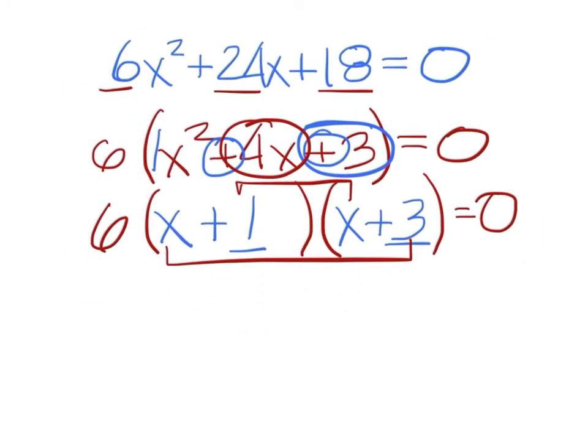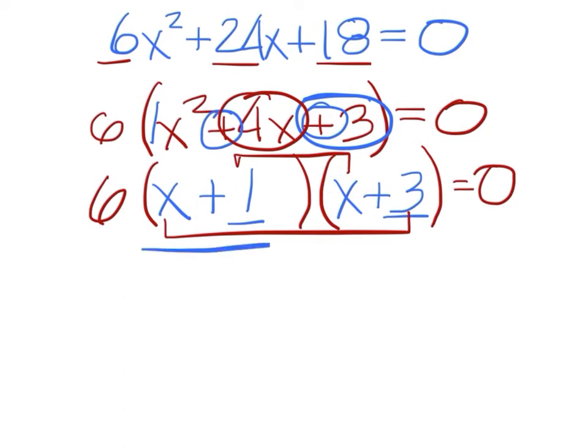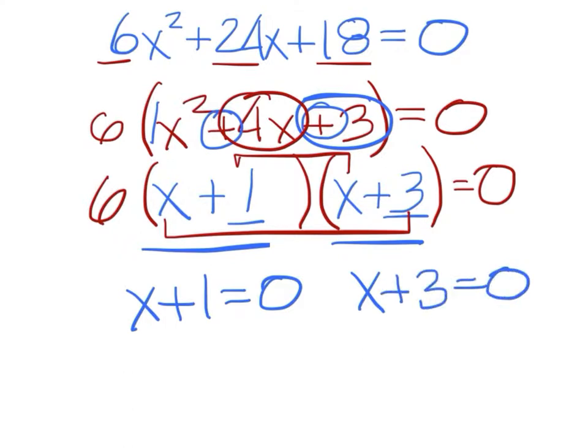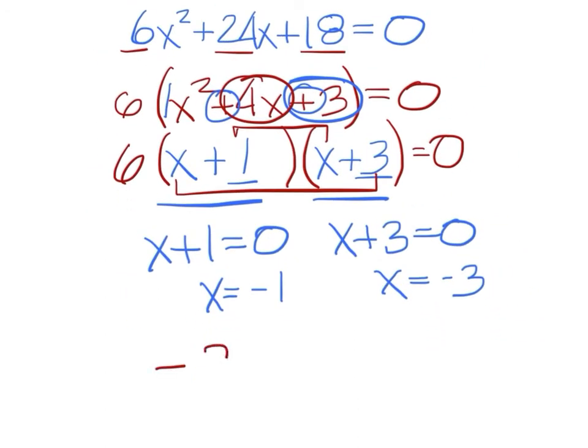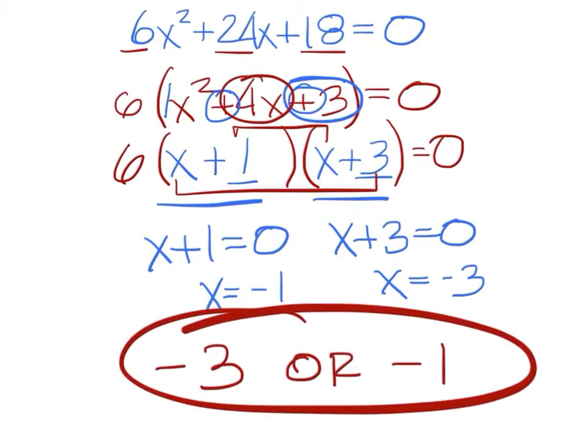So once we know that, we have to set each of these equal to 0. x plus 1 equals 0, and x plus 3 equals 0. So x is negative 1, x is negative 3, and your answers are written as negative 3 or negative 1.